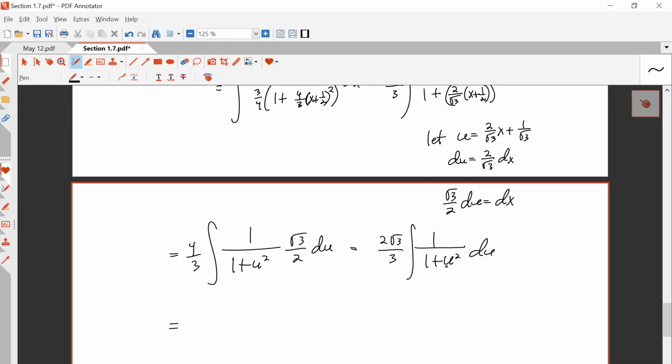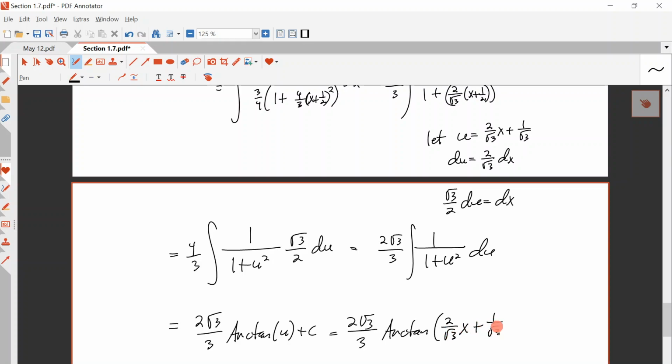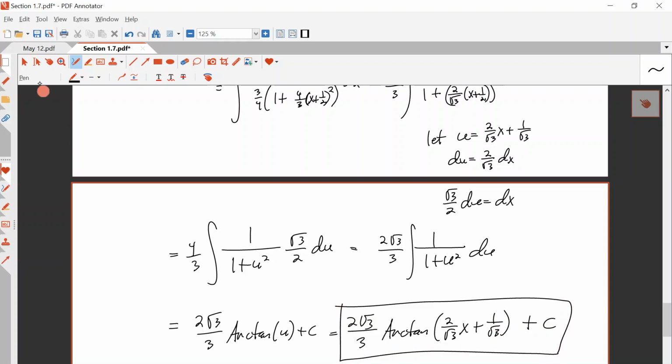So this is exactly the derivative of arctangent of u. So the antiderivative is arctangent of u. Putting that back in terms of x, it becomes 2 times root 3 over 3, arctangent of that: 2 over root 3 x plus 1 over root 3. So kind of an annoyingly complicated linear function, but there it is.